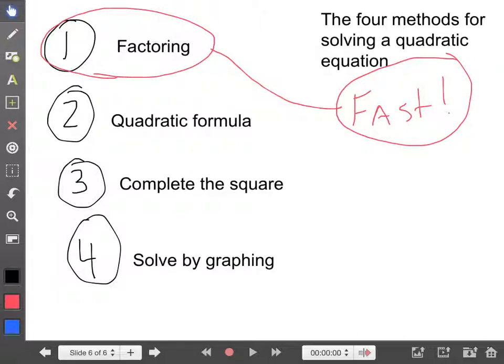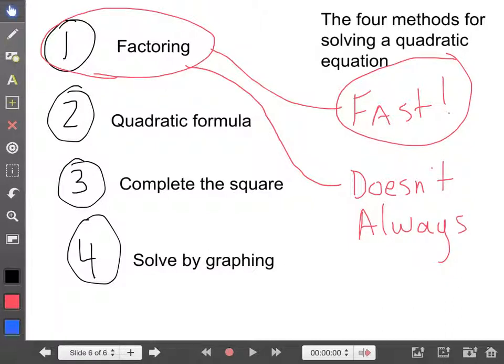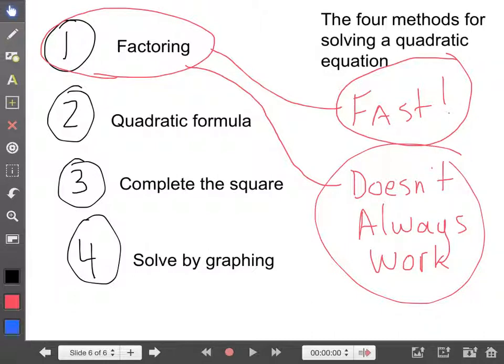Okay? The main drawback, can you think of the bad thing of factoring? Yeah, they don't always factor. And if it doesn't factor, then you can't use it to solve. Okay? So we're going to put here, it doesn't always work. If I'm writing it, what should you be doing? Writing it. Yeah. It doesn't always work. So when does factoring not work? Yeah, when the problem doesn't factor, then there's no way to solve it by factoring.